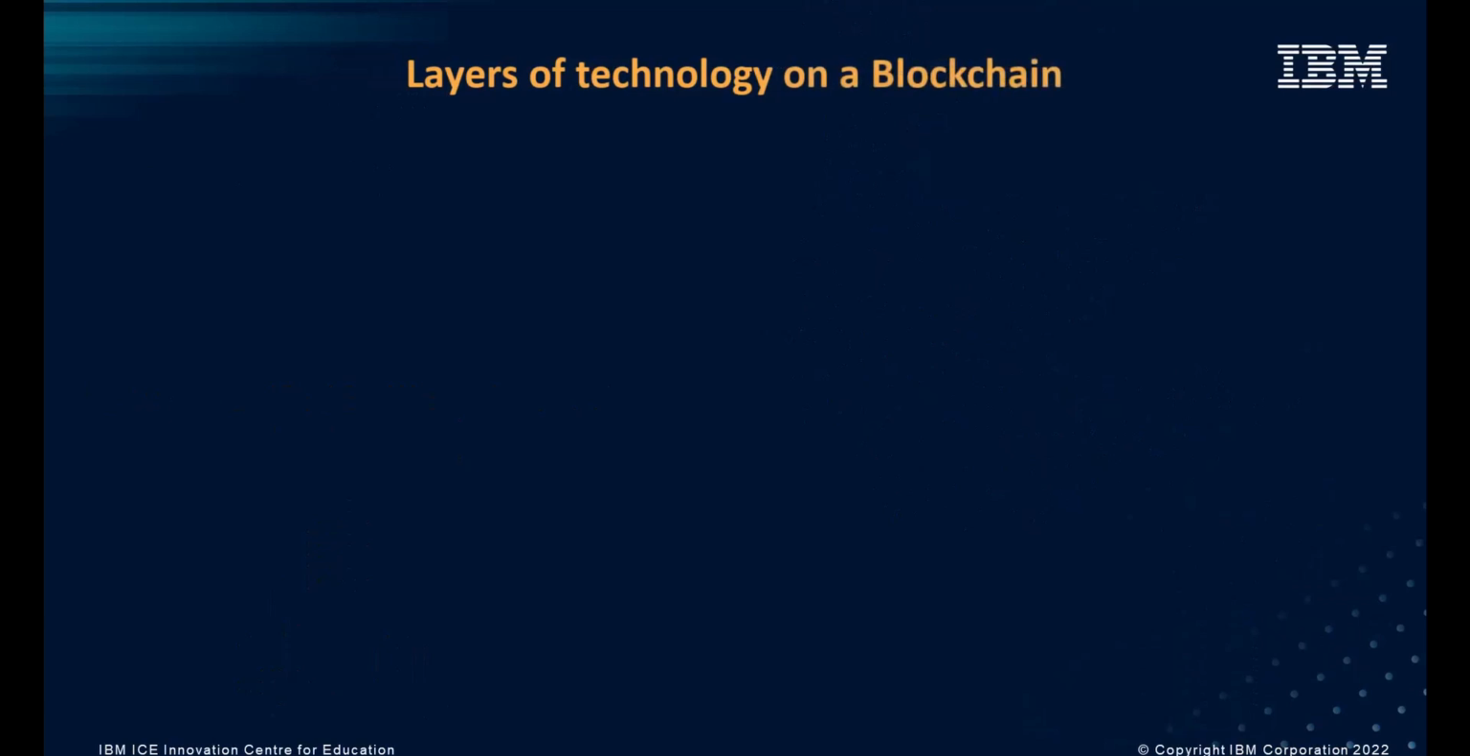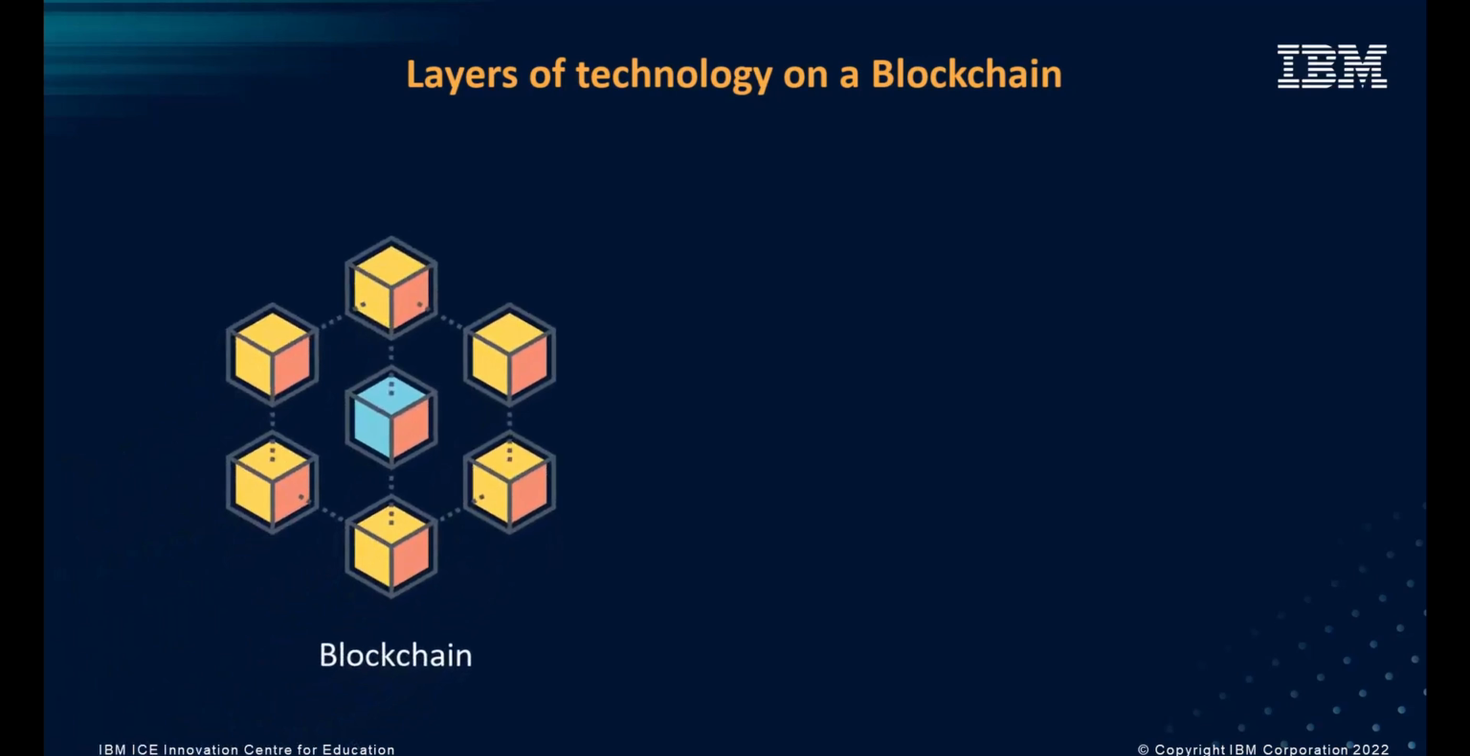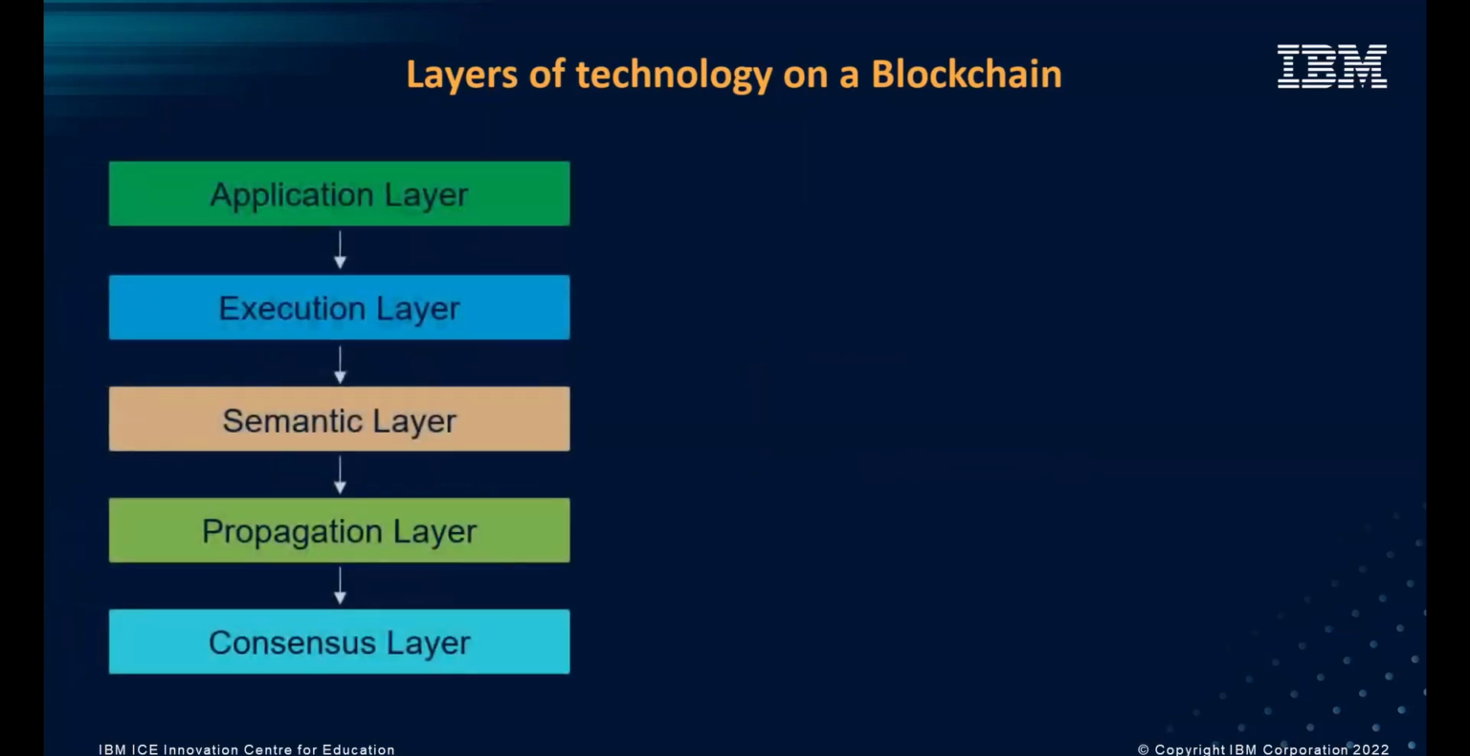Technology on a blockchain. So far, we've learned that blockchain is a unique technology that helps validate transactions. Blockchains have a layered architecture to facilitate this unique way of authenticating transactions. There are 5 layers involved, each with its own distinct functionality. Let's dive right in and understand the architecture and what each layer does.